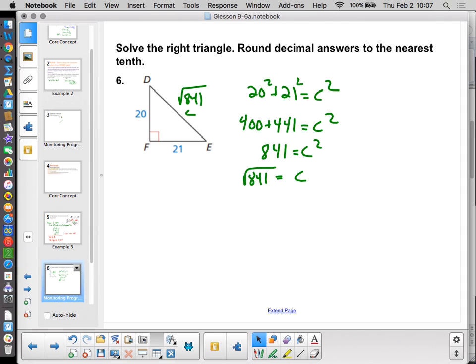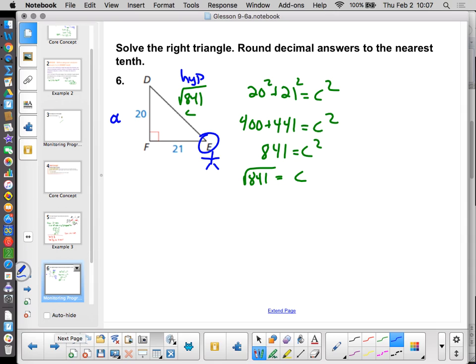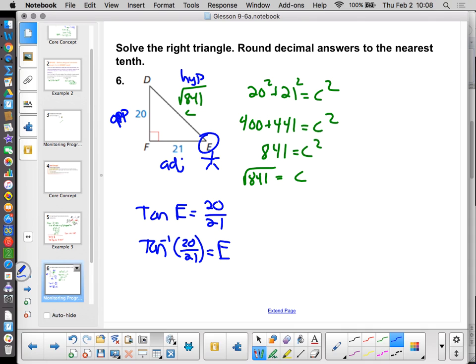Now I have to pick an angle I'm going to work with, either D or E. I'm going to pick E. There's my perspective, which makes this a hypotenuse, this the opposite, and this the adjacent. The sides I know, once again, are the opposite and adjacent, so that's a tangent function. The tangent of E is 20 over 21. So we do the tangent inverse of 20 over 21 to get the measure of E.